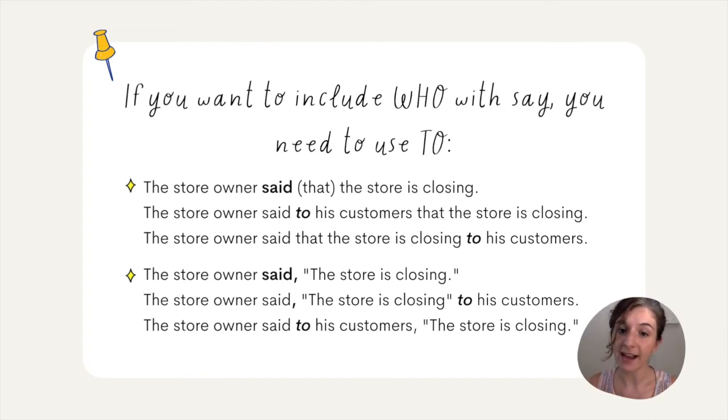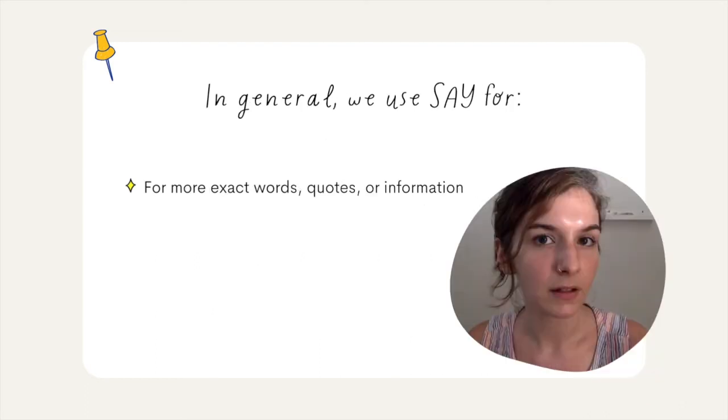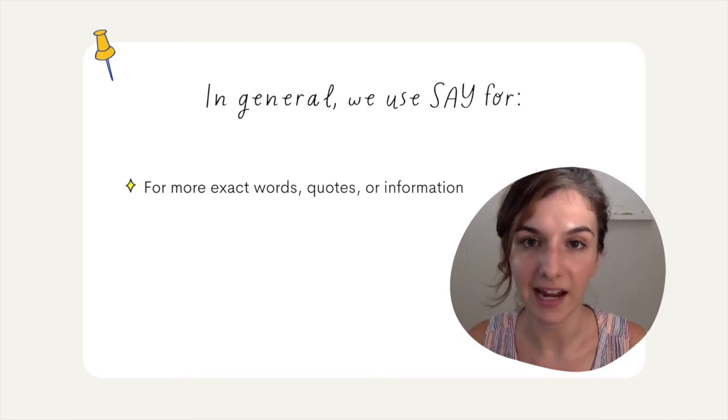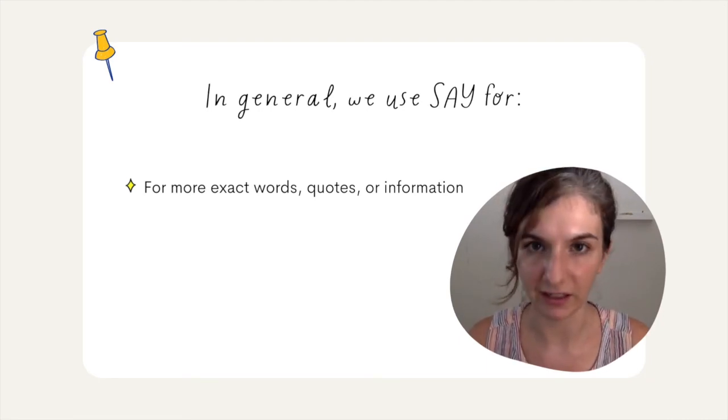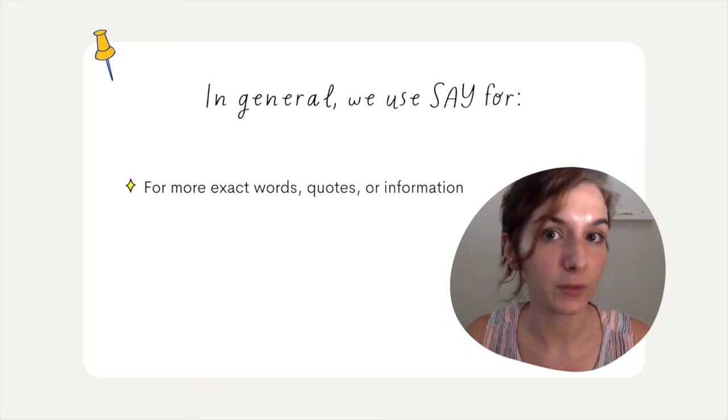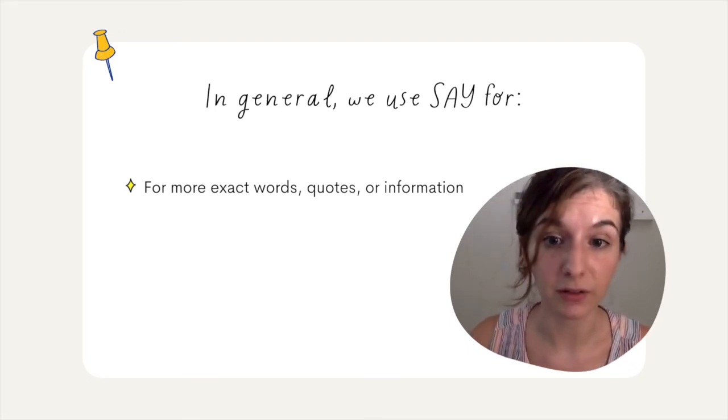Again, this last example is really only for writing purposes, but it just shows you here that you absolutely need to use "to" if you want to show the person who the information is giving to when using the verb say. To summarize a little bit, when we are using say, in general, we're normally referring to something more specific, like exact words, which is why we use quotation marks.